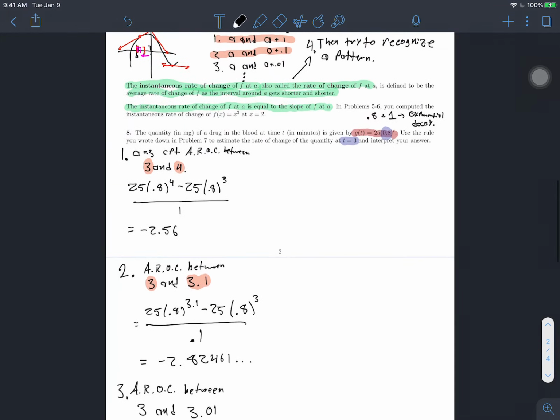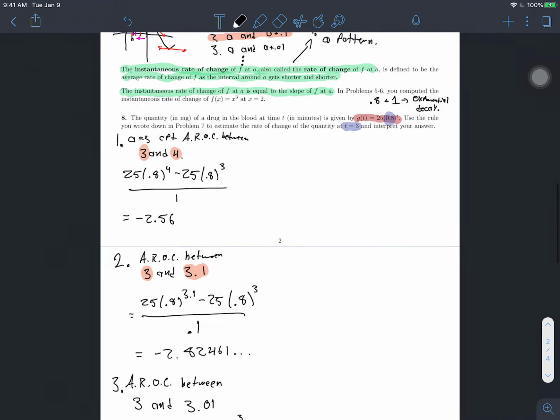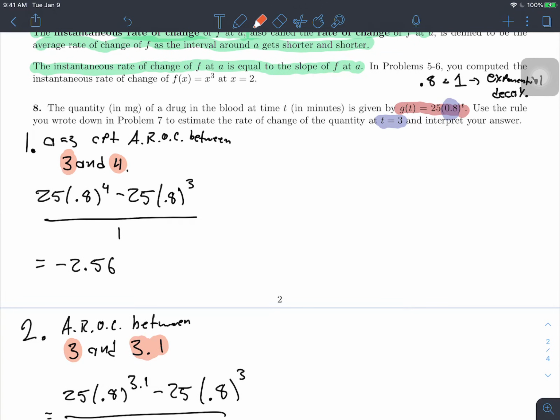Let's see what the problem says. Okay, so that really comes down to what the problem states, okay? The problem states the quantity in milligrams of a drug in the blood at time t, use your algorithm to estimate the rate of change, okay, the instantaneous rate of change. So there was a little bit of guesswork involved there at the end as to where we're actually heading.